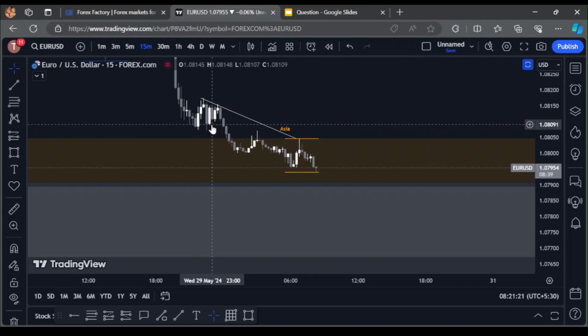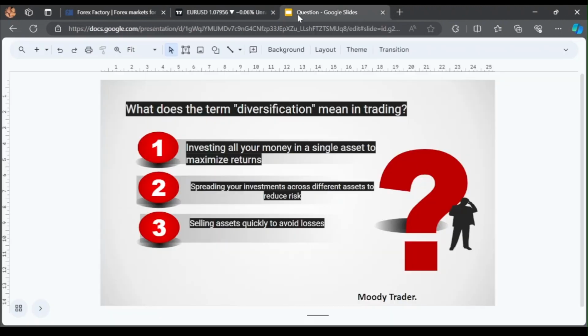Now let's move to the next round, that is the questions round. And what we have in our question today is, what does the term diversification mean in trading? The first option is investing all your money in a single asset to maximize returns. The second option is spreading your investment across different assets to reduce risk. The third option is selling assets quickly to avoid losses.